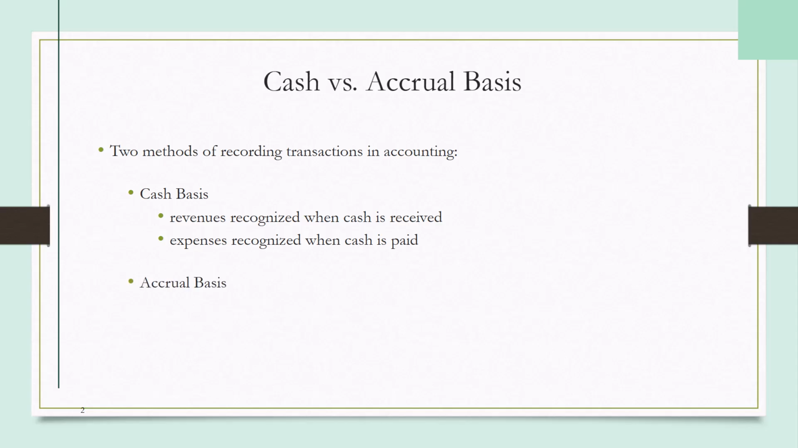Under accrual basis, revenues or income would be recognized when earned. Typically, this is triggered by selling a product, delivering a product, or performing a service for a customer. And then expenses are recognized when incurred, and incurred simply means the company is liable for it or owes it.